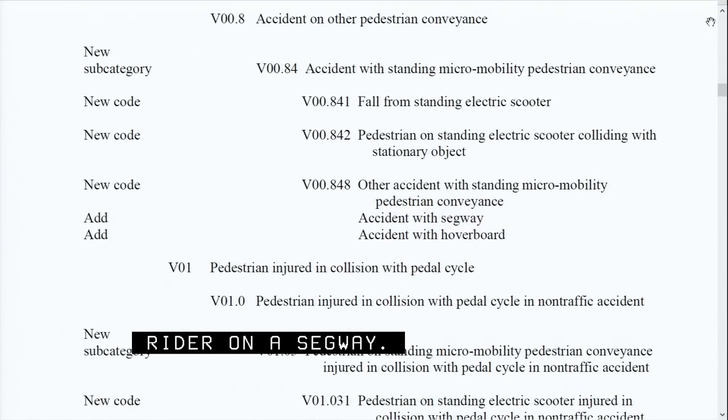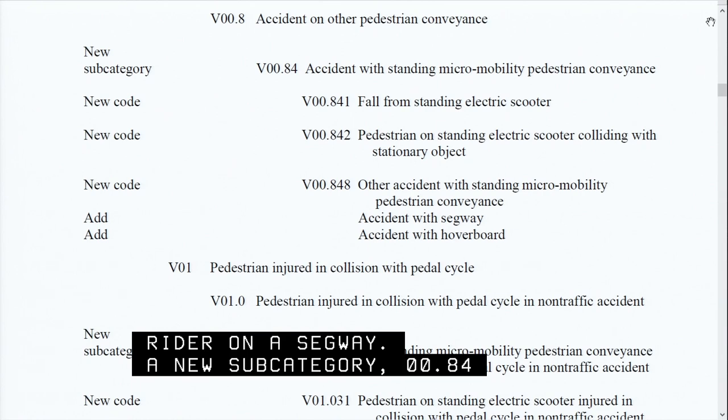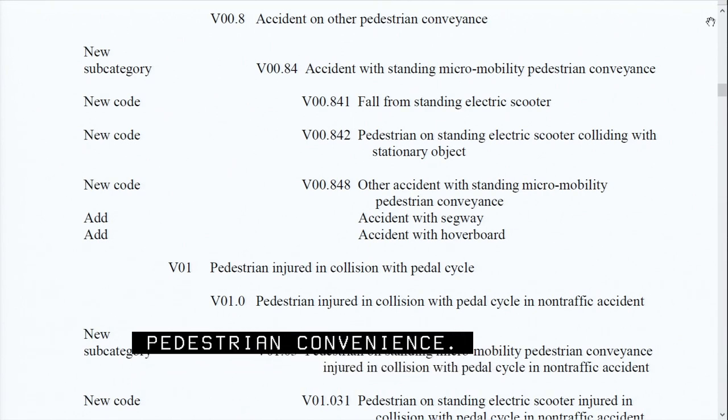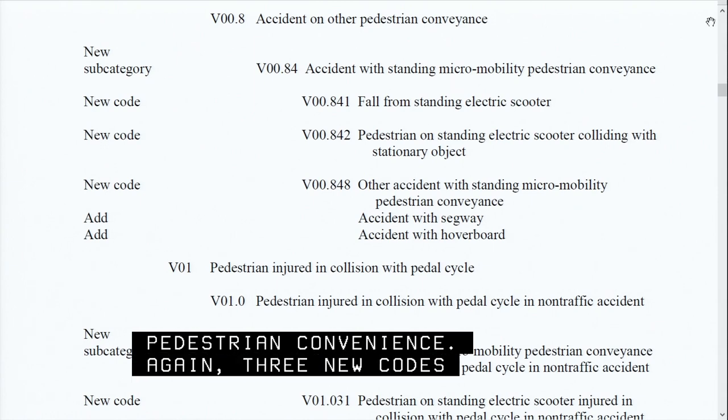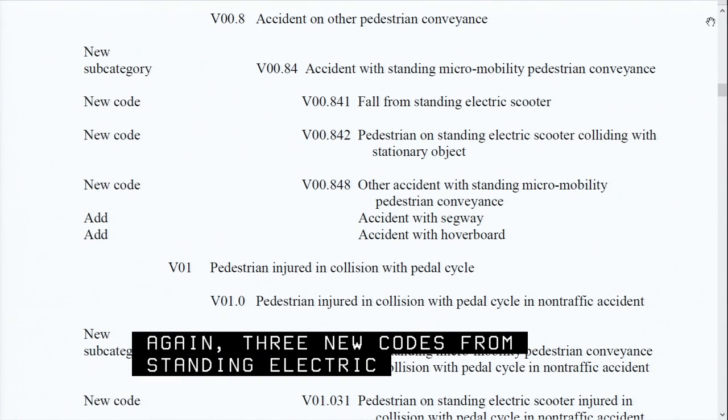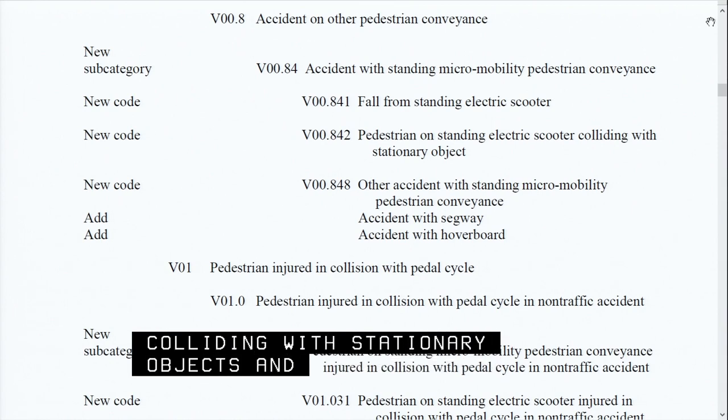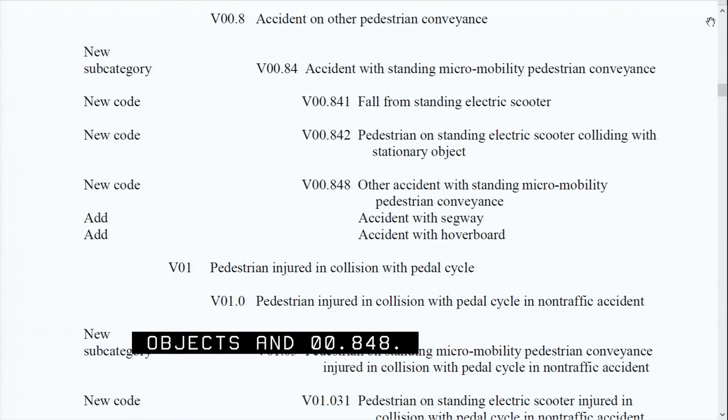At code V00.8, accident on other pedestrian conveyance, to create a new subcategory, V00.84, accident with standing micromobility pedestrian conveyance. Again, here with three new codes, V00.841 for fall from standing electric scooter, V00.842 for pedestrian on standing electric scooter colliding with stationary object, and code V00.848, other accident with standing micromobility pedestrian conveyance, with two additional inclusion terms, one accident with Segway, and accident with hoverboard.